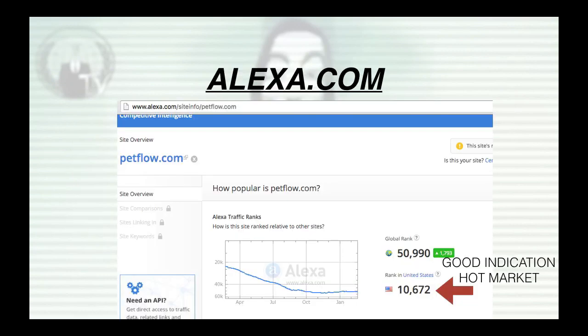Let's say you were selling a pet product. Okay, first thing you want to do is figure out, okay, who's your competition? What I found was PetFlow. PetFlow is one of the biggest pet websites selling pet products online, okay? And you can see here, according to their Alexa rank, they're Alexa 10,000, which is a good indication that I'm in a hot market. They're the 10,000th most frequently visited website online. So I'm on to something good. The pet niche is a hot market, okay?